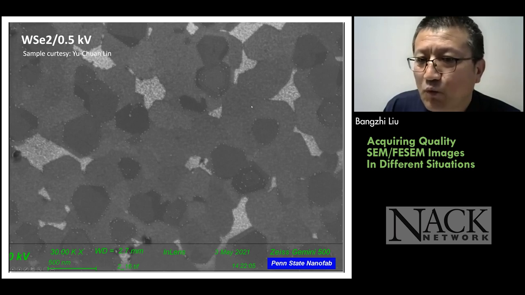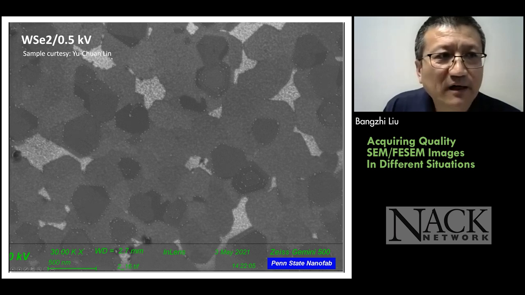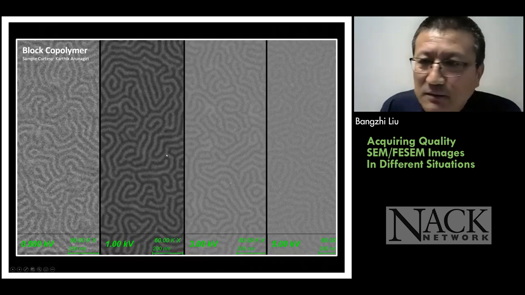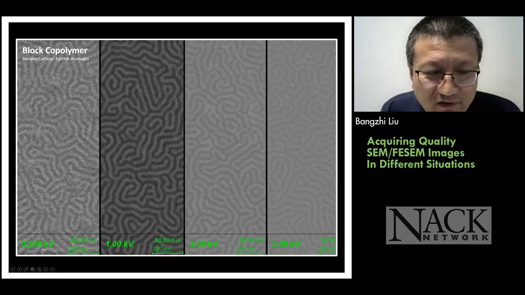This is another example. This material is only one or two layers. When you use a low voltage, you can actually see the layers. You can even count how many layers you have.